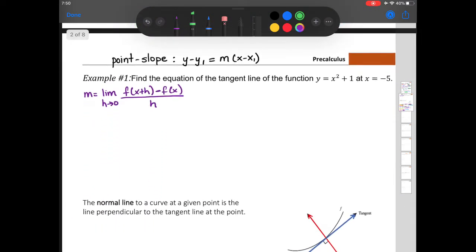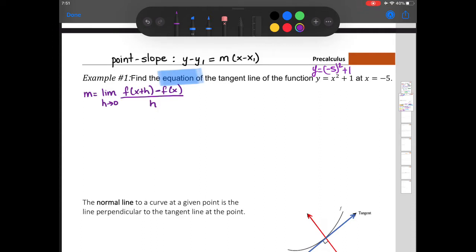So in example 1, it says find the equation of the tangent line. Okay, so I know I'm going to find the equation of a tangent line. And the function is given to me at x equals -5. So I know I need two things, point and my slope. So let's talk about the point. I only know my x coordinate. I can find my y coordinate if I substitute -5 in for x, right? And that'll give me my y coordinate.